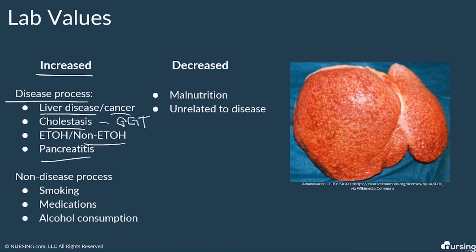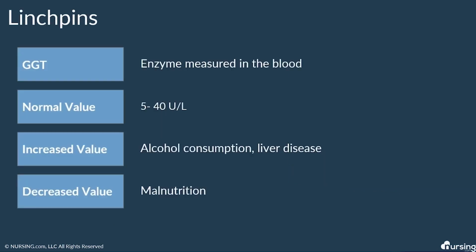Now, it's not always a disease process that causes an increase in these lab values. It could be someone that's smoking, certain medications, and then it's definitely present in someone that has recently consumed a large amount of alcohol. This lab value would be decreased if someone has malnutrition. So that means that the liver isn't metabolizing as well. It can also be completely unrelated to disease.